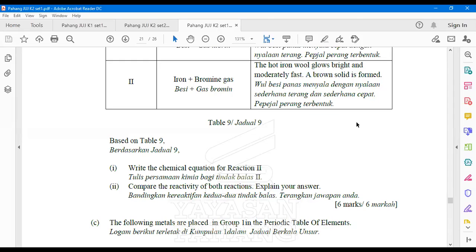And we are going to talk about the tendency of the atom to attract electron. So the tendency of chlorine atom to attract electrons is higher compared to the bromine atom. Remember, you have to use the word atom because this is a question related to chapter 4.